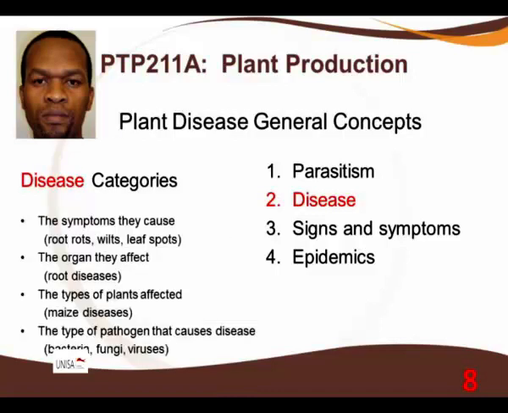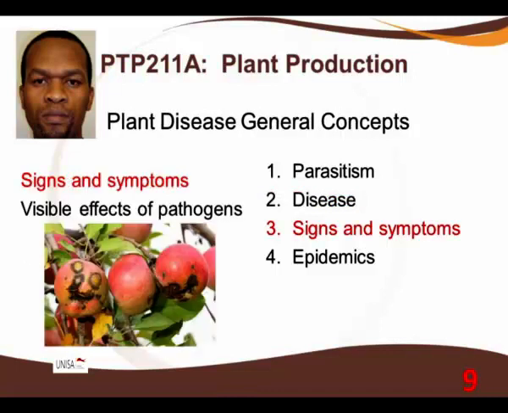Plant diseases may be characterized in various ways: by the symptoms they cause, for example, root rots or wilt or spots, or by the organ which is affected, like root diseases. The types of plants affected, like maize, or the type of pathogen, that is bacteria or fungi or viruses, or even lower categorization like rust diseases.